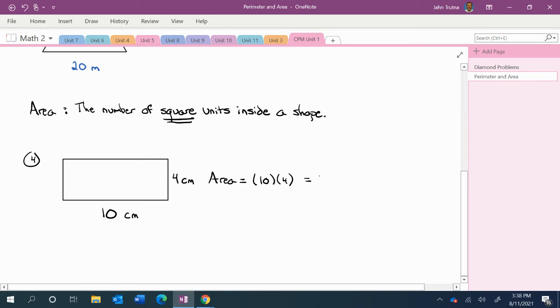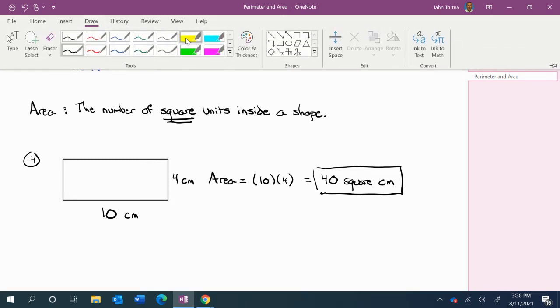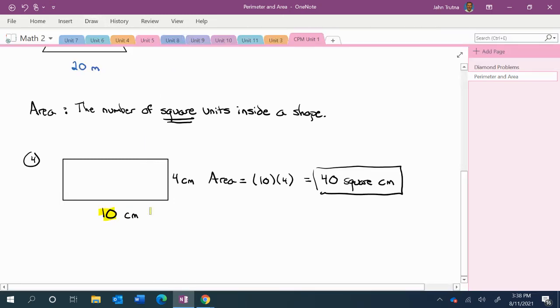That means that the area of this rectangle is 40 square centimeters, okay? So when we say the area is 40 square centimeters, notice what I did to get 40. I just multiplied the 10, which we call the length, with the 4, which we call the width, and 10 times 4 is 40.